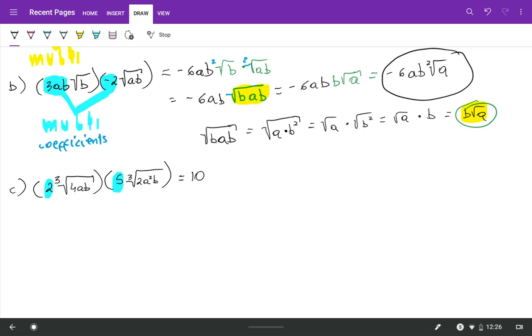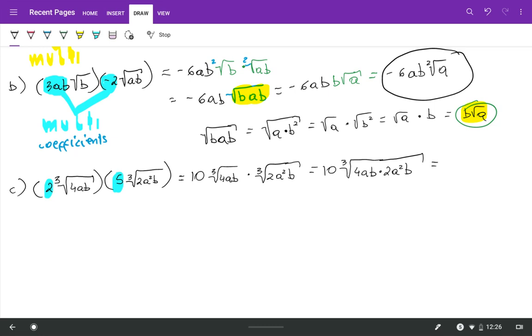And just rewrite everything else. Cube root of 4ab times cube root of 2a squared b. So since both of those radicals have the same index, we can rewrite that as one radical and just multiply the expressions under the radical. So that's 4ab times 2a squared b.